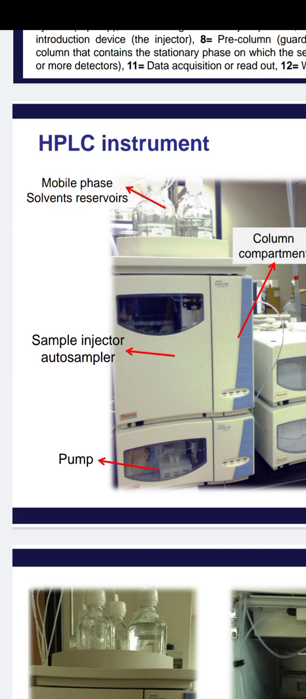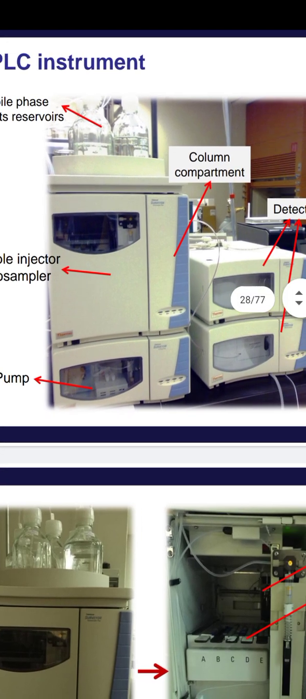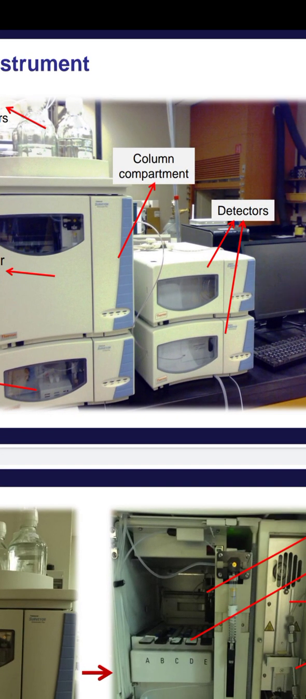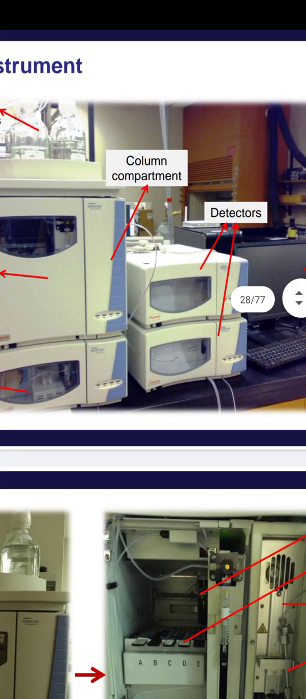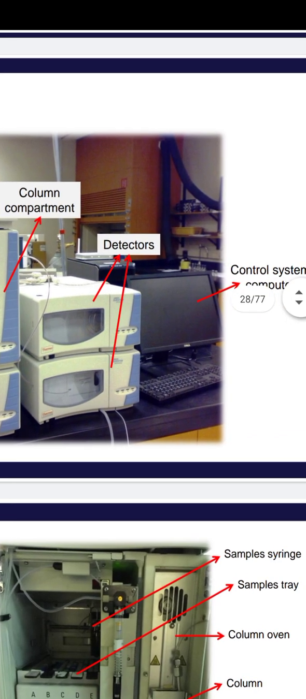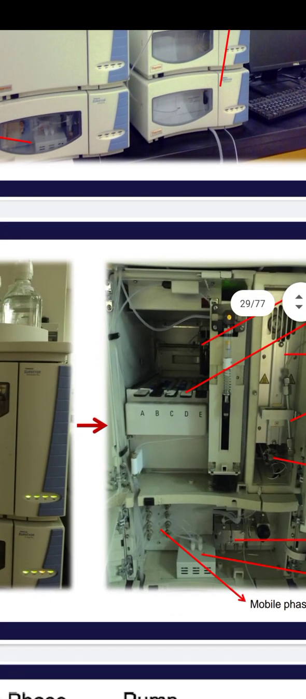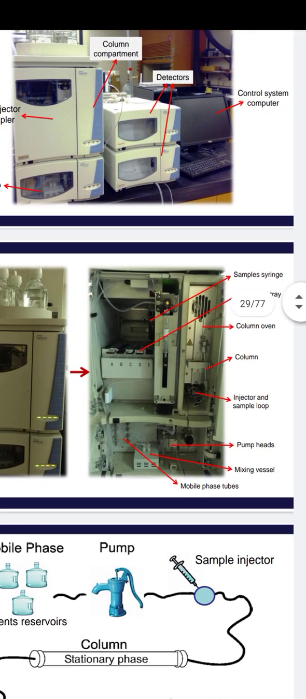The sample injector, the autosampler, is there. In that we have to inject the sample, and below that the pump is there, and beside these the column compartments are there. Lastly, on the side of this HPLC the detectors are there, and after the detection of the samples or mixtures the control system, that is the computer, is there. In that the data are available for us. You see here the detailed structure of this.